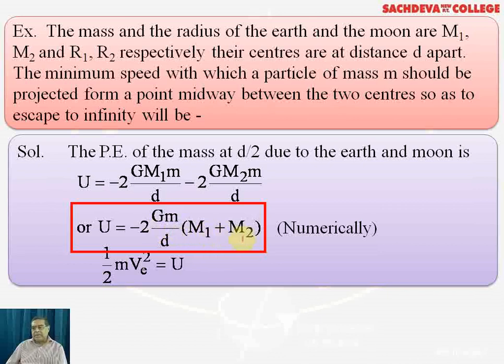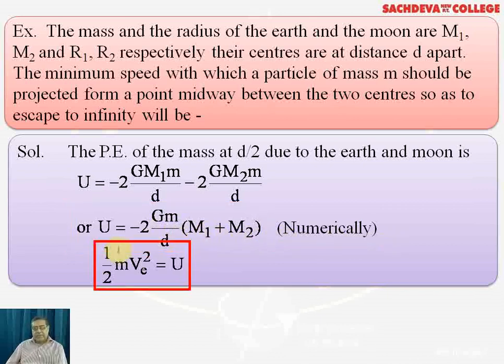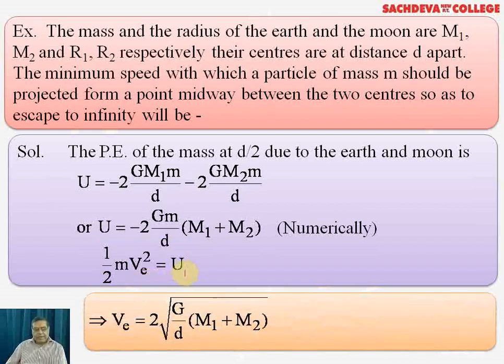It will be m1 plus m2 numerically, but at the same time U is equal to half mv square, that is the potential energy. So we can write like this, that VE, escape velocity, is how much? So we put in the equation of escape velocity the given values. Half mv square is equated with minus 2GM by d into (m1 plus m2), and from that we make the subject of the equation VE, and that is found to be 2 under root (G over d)(m1 plus m2).